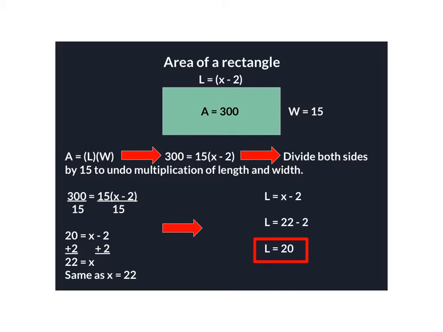If you wanted to check, remember, we get area by multiplying the length of the rectangle by the width of the rectangle. So if we take this 20 right here, which is the actual length, and multiply that by 15, the actual width, we will definitely see that we get 300.